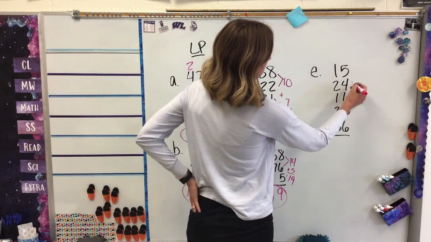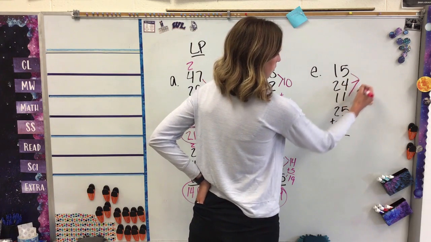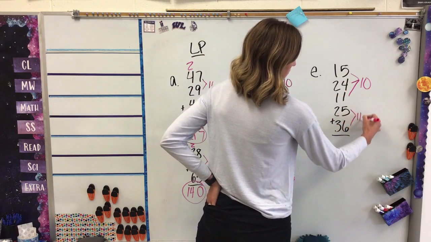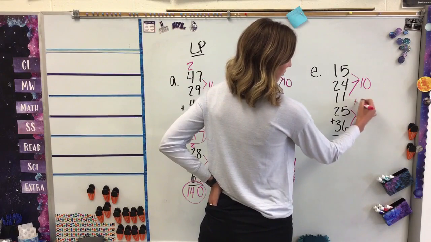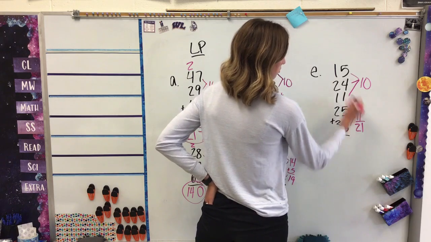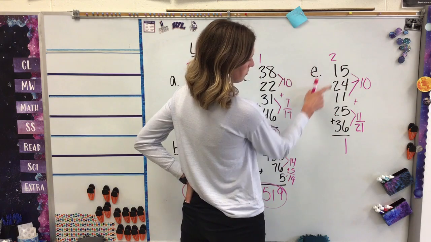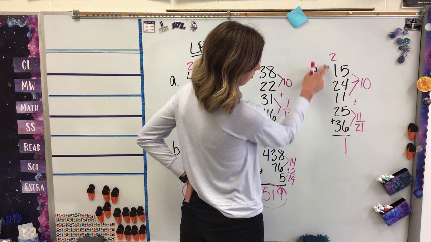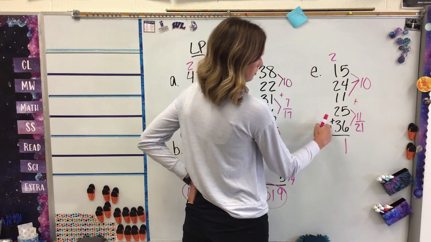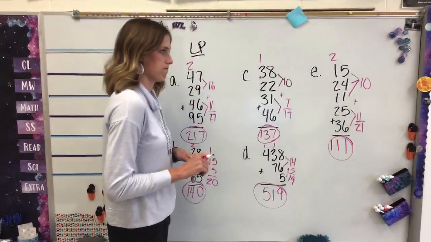5 plus 4 is 9. Plus 1 more gives me 10. So I used all 3 of those to get 10. 5 plus 6 is 11. So 10 plus 11. 0 plus 1 is 1. 1 plus 1 is 2. So I get 21. And then 2 plus 1 is 3. So 3 plus 3 is 6. Plus 2 more gives me 8. Plus 3 more gives me 11. So I get 111. All right?